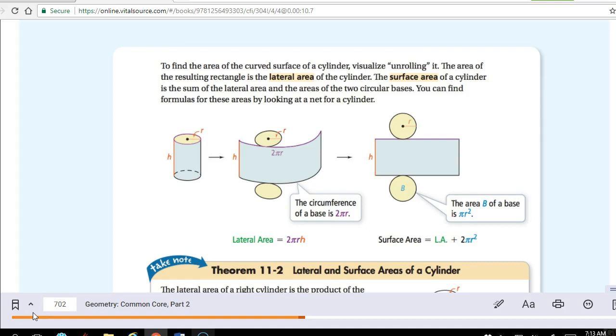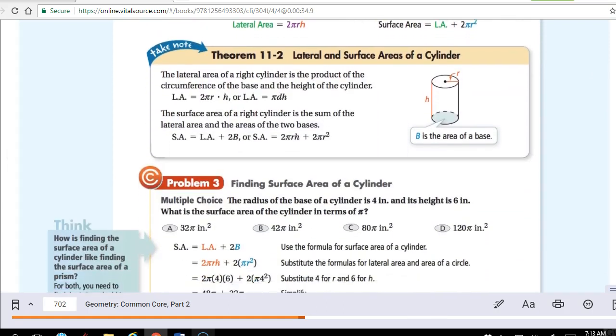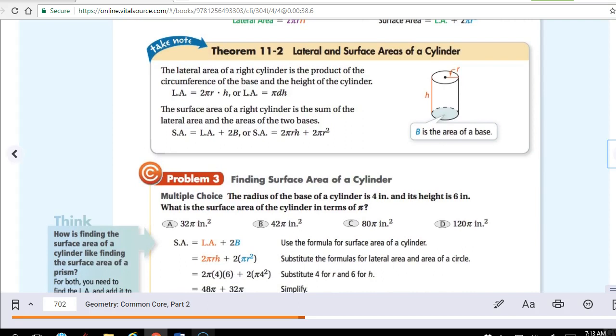All right, and then of course you have your top circle and you have your bottom circle, which is the area of the base. And remember, the area of the bases are pi r squared. Okay, so anyway, based on that, they come up with this lateral and surface area of a cylinder. That, of course, to find surface area, you add the lateral area plus 2 times the base, just like we did in problem number 2 previously on one of the videos.